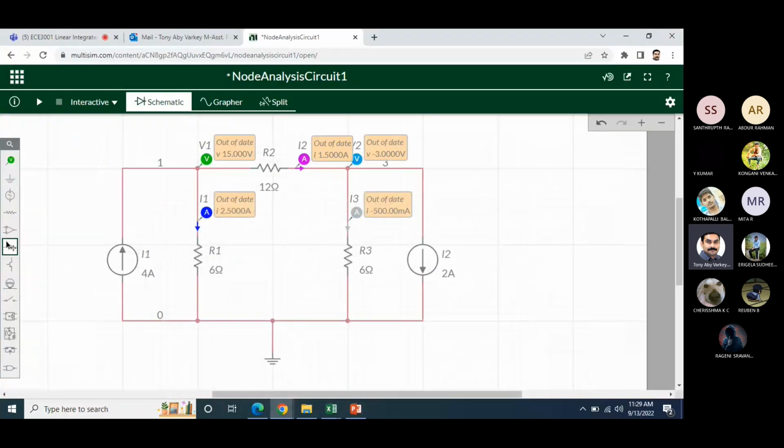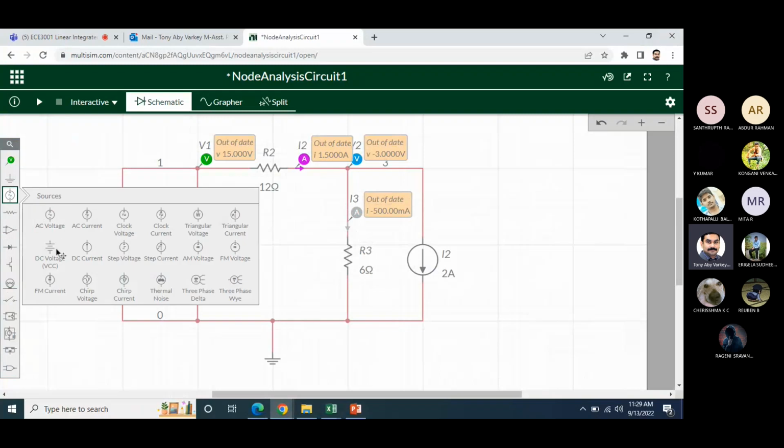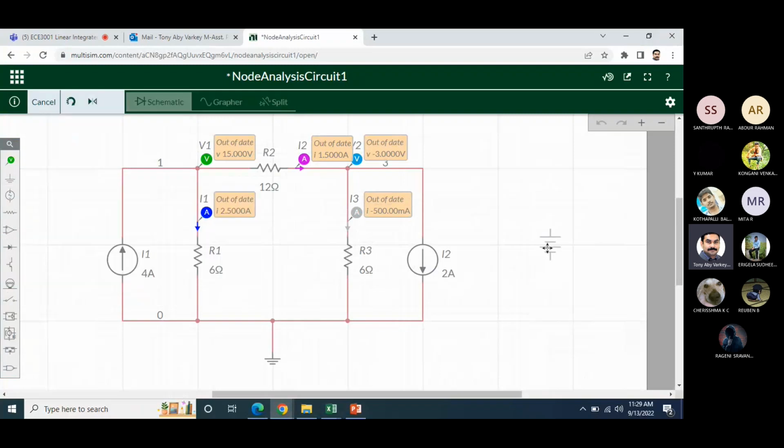So for voltage, if you want a voltage source, you can go here. This is the voltage source. Okay, so this is positive and this is negative. If you want to rotate, you can rotate. Any doubts if you have, you can contact me on WhatsApp, no issues. At night I will be available.